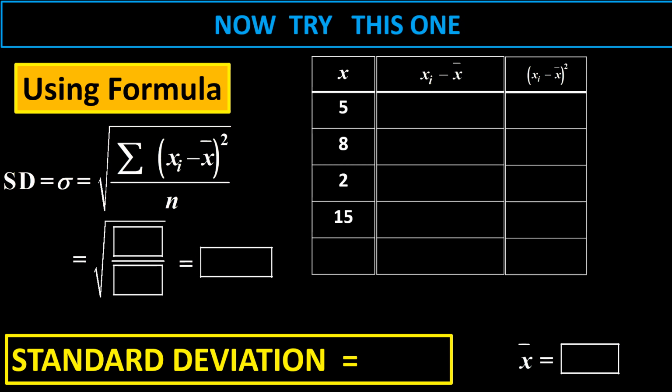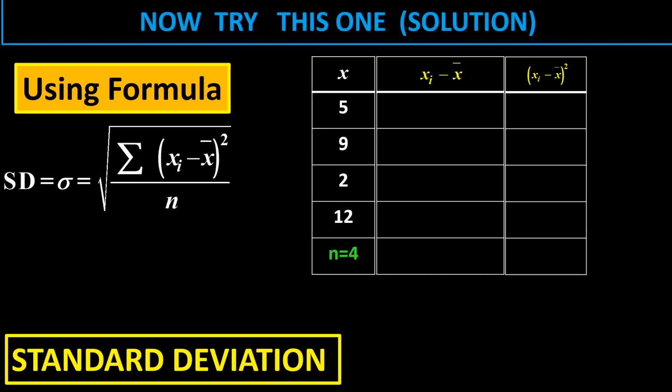Now here's one example for you to try quickly. And again, I've used some cosmetic numbers, 5, 8, 2, and 15. You can do a lot of the calculations here without using a calculator. So first of all, we'll have to find the mean. So pause and try to do that question on your own. Okay. Let's look at the solution here.